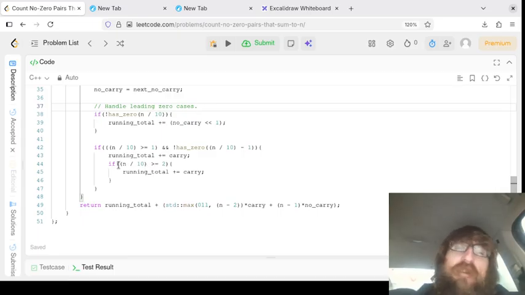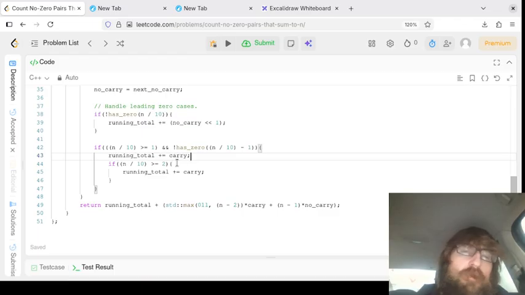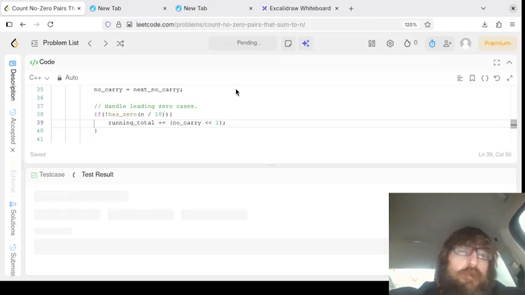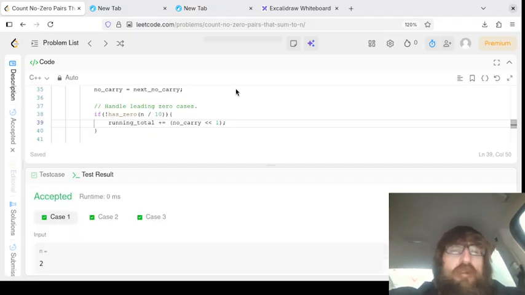I could have made this a little bit simpler and just said if n divided by 10 is not equal to 1. But that's fine, this works too. Greater than or equal to 2 is fine. Let me run it just to show you that it is correct, despite all of its intricacy.